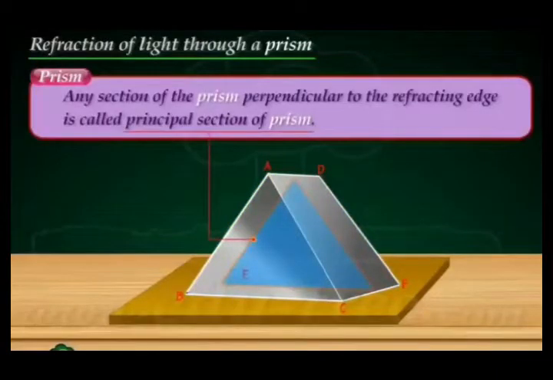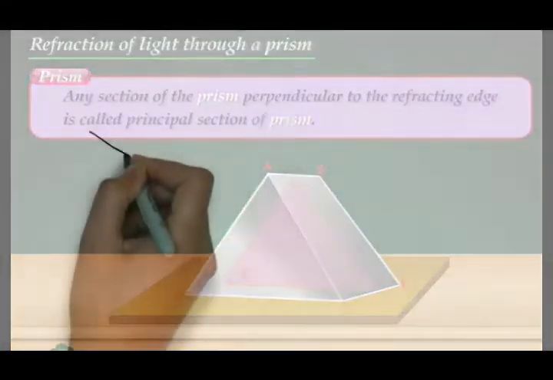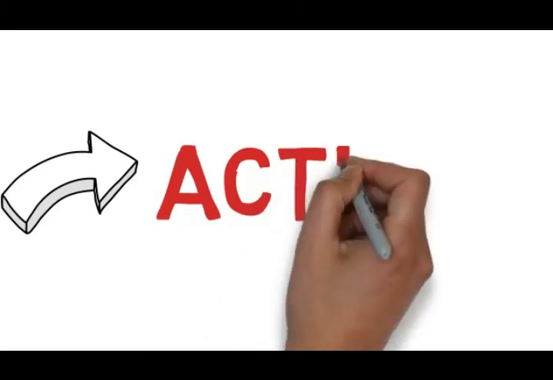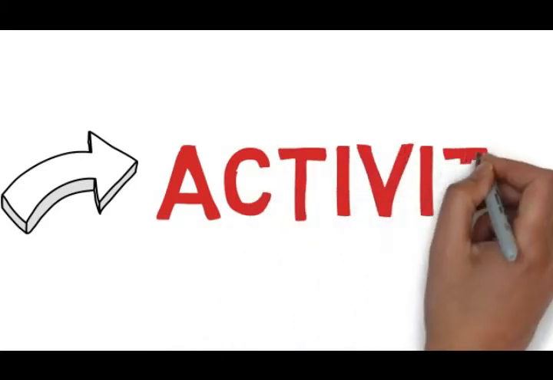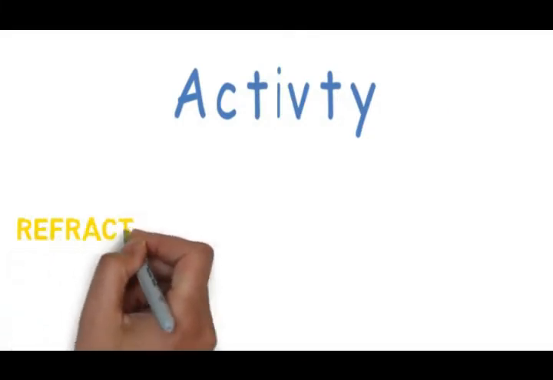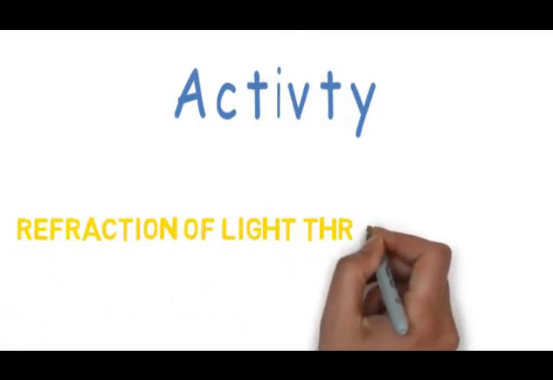Any section of the prism perpendicular to the refracting edge is called the principal section of the prism. Now we do an activity to understand the refraction of light through a prism. Activity: refraction of light through a prism.